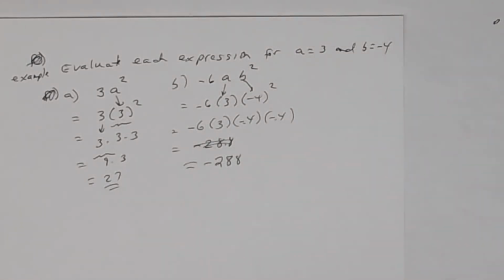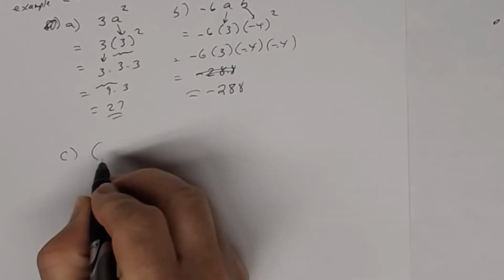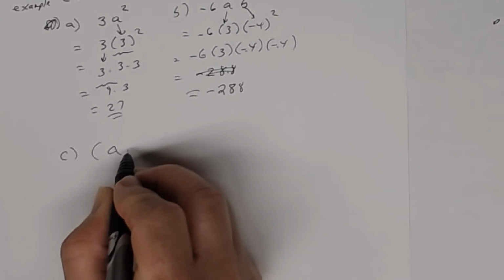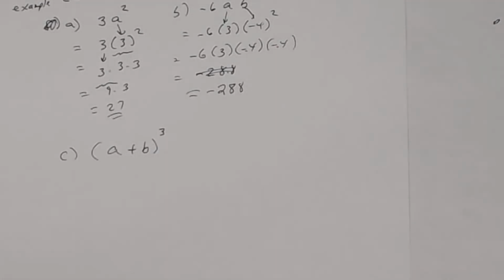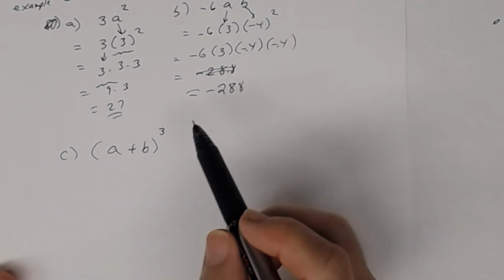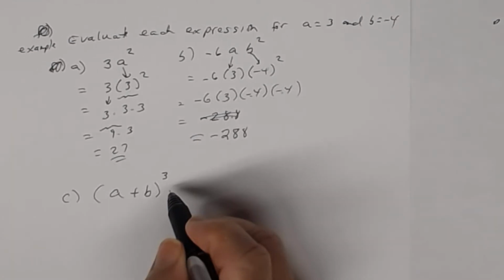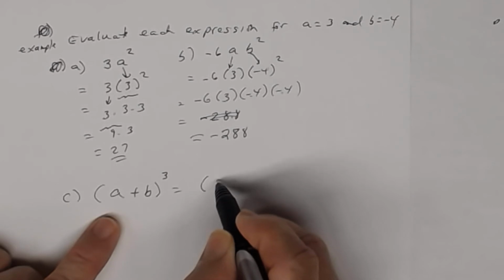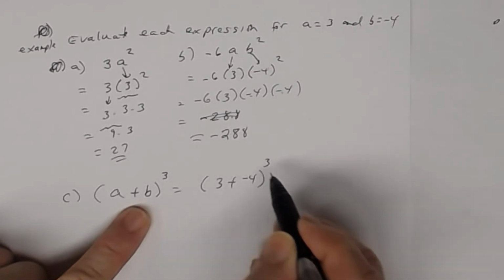Okay, all right, now let's look at another one. So let's look at C. So in C, let's suppose you have a plus b to the third power. Let's say we had that. Okay, so in place of a, I'm going to substitute 3. And in place of b, I'm going to substitute -4. All right, so I get 3 plus b, which is a -4, and all that's being raised to the third power.